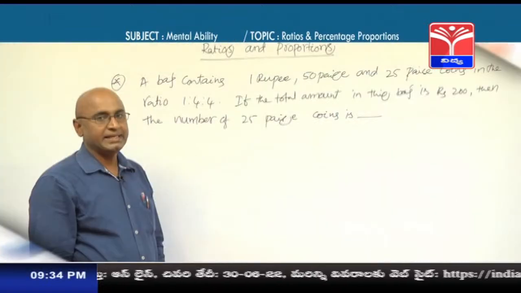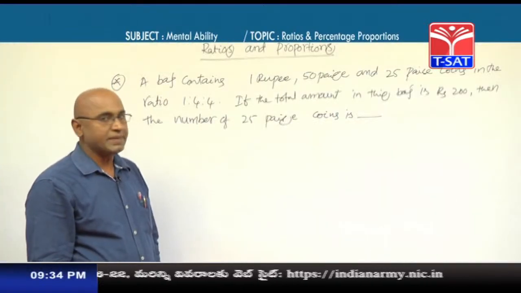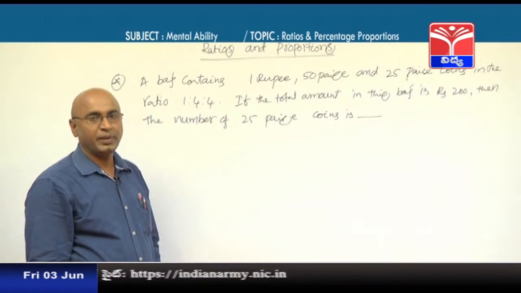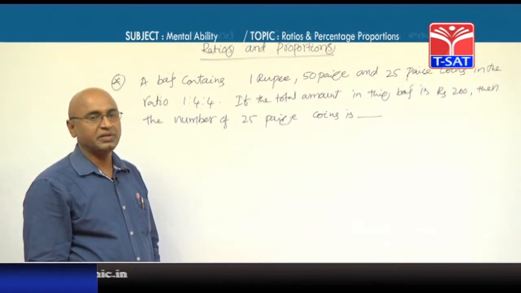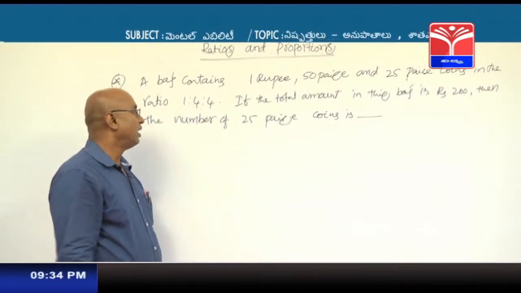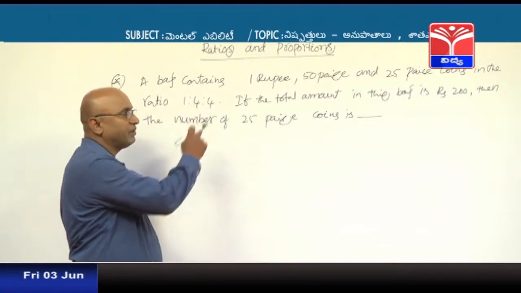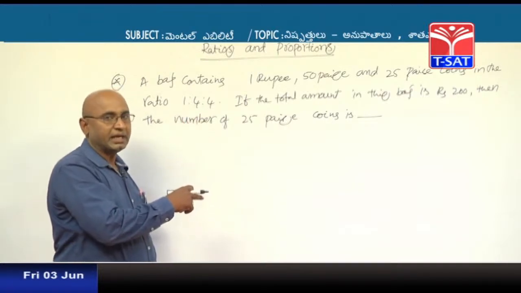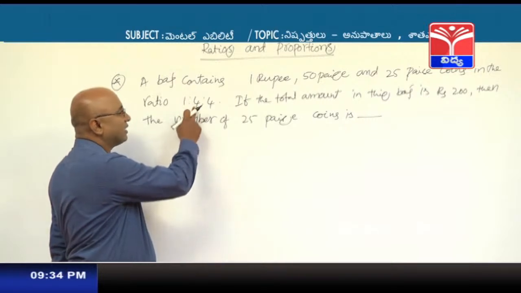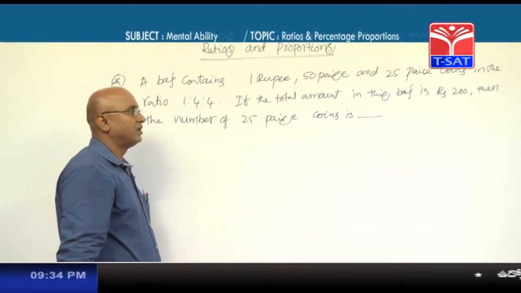A bag contains 3 types of coins: 1 rupee coins, 50 paise coins and 25 paise coins. The ratio of 1 rupee, 50 paise and 25 paise coins is 1:4:4.